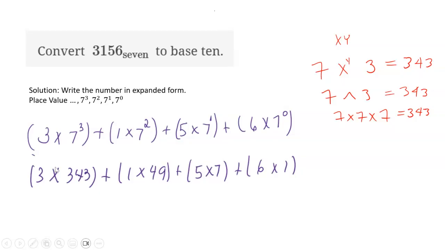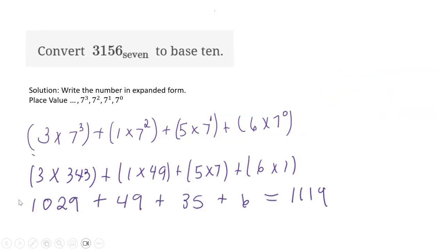All right, so after we've done exponents in PEMDAS, the next thing would be multiplication. So now we have to multiply all of these numbers. 3 times 343, which is 1,029, 1 times 49, 5 times 7, and 6 times 1. Add up all of the numbers, and we get our final answer of 1,119.